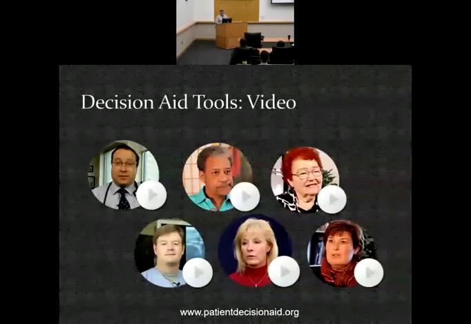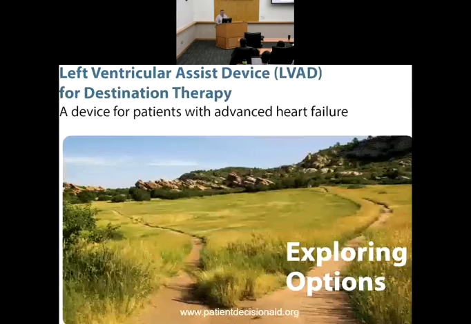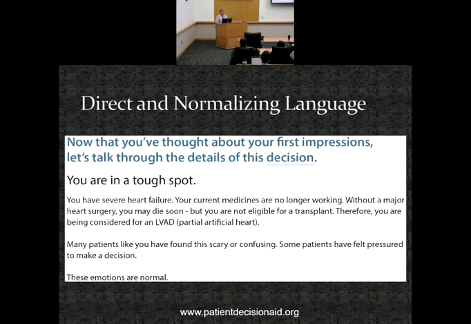But these tools can come in all kinds of forms. We've made videos. These are pictures from our video tool. We've done competing patient narratives. Our left ventricular assist device tool, where we've kind of gotten into emotion. One of the challenges with this particular decision that came out of our needs assessment is people were scared. These are people dying in an ICU, being told that they should get one of the more aggressive surgeries being done in medicine these days.